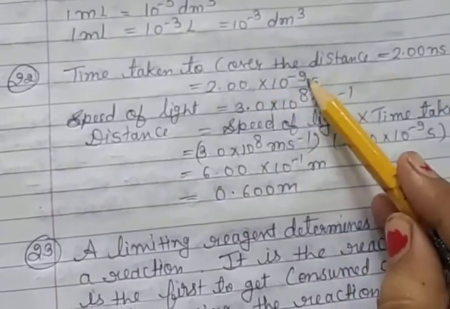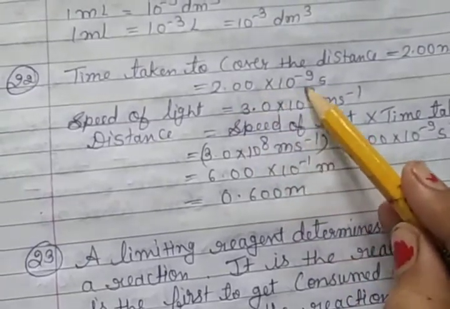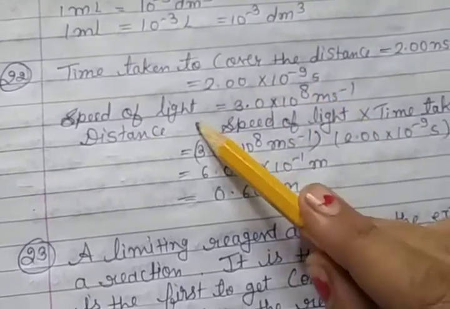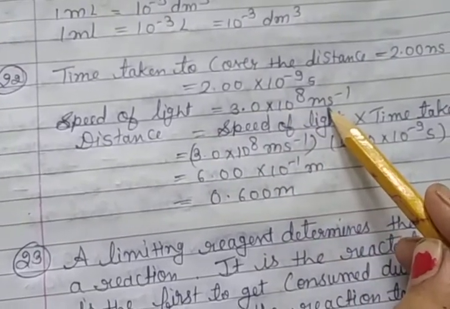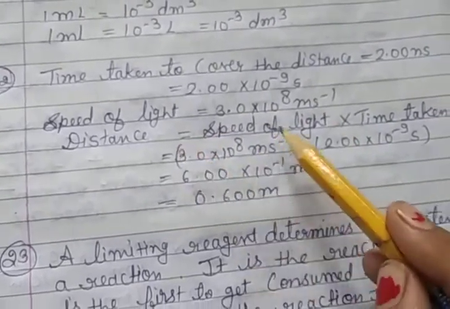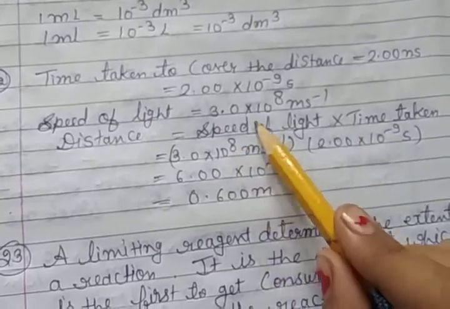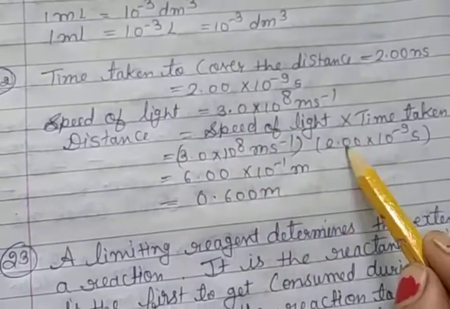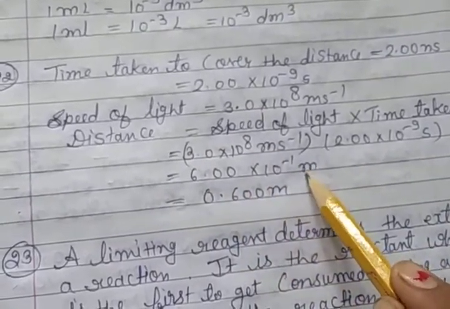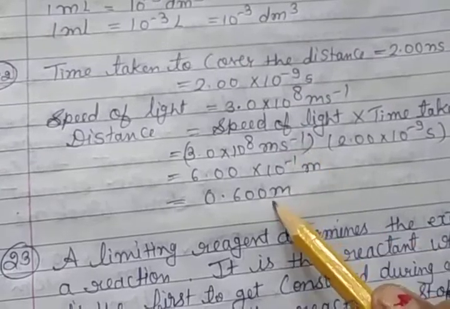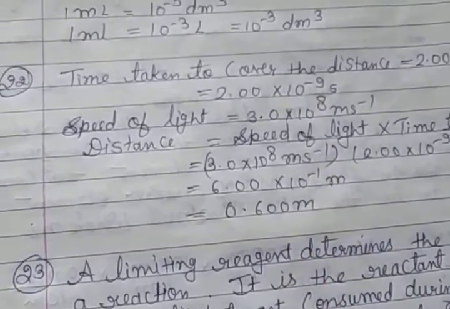So convert into the second, 10 raised to power minus 9 second. So 2.00 into 10 raised to power minus 9 second. Speed of the light is given, 3.0 into 10 raised to power 8 meter second inverse. So distance formula is speed of light into time taken. Both multiplied, so the value comes 6.00 into 10 raised to power minus 1 meter. Okay, and then converting, the value is 0.600 m.